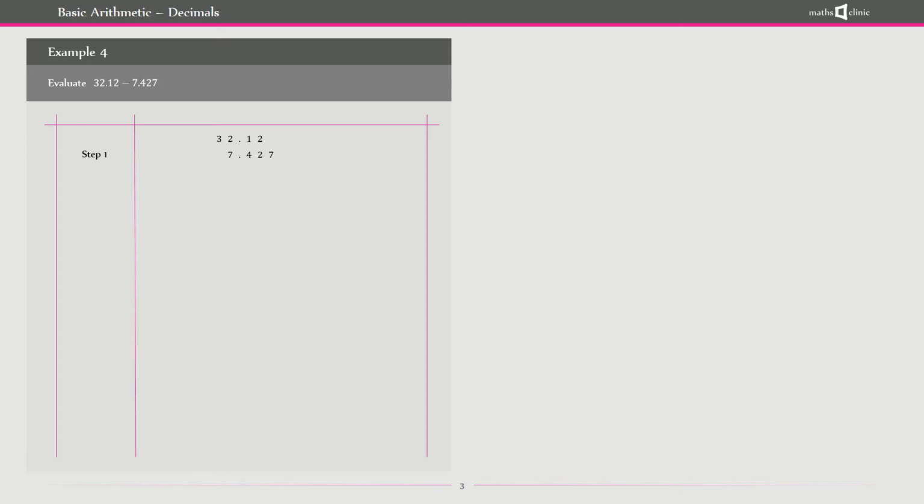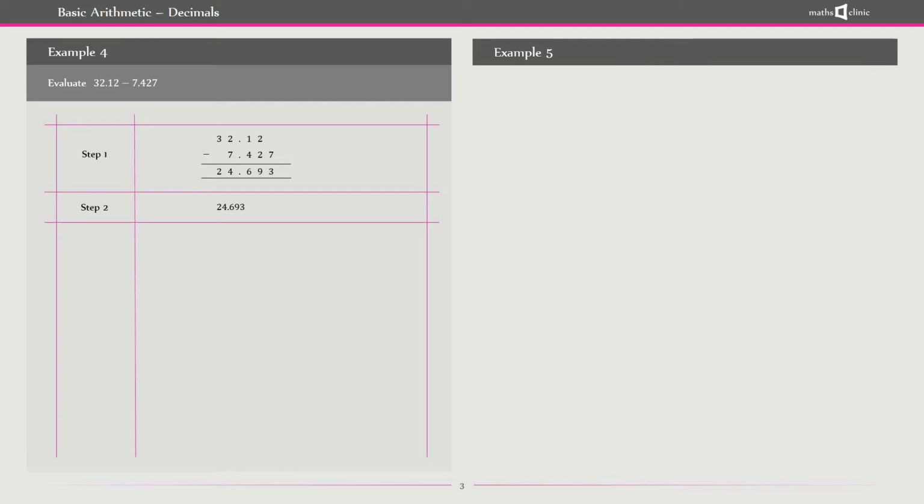Okay, and when you subtract this, just like you would any regular number, you would have 24.693. Okay, I'll bring that out. Final answer 24.693. These are actually fairly easy. Okay, so let's move on to the next example. Example 5. And example 5 says evaluate 0.0025 multiplied by 0.04.